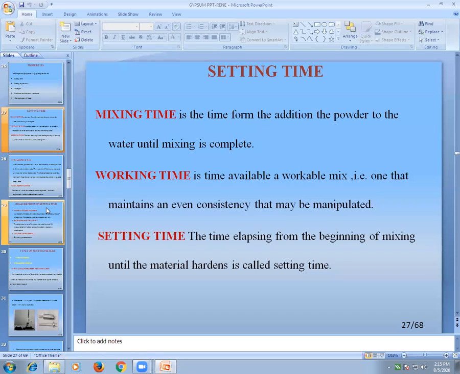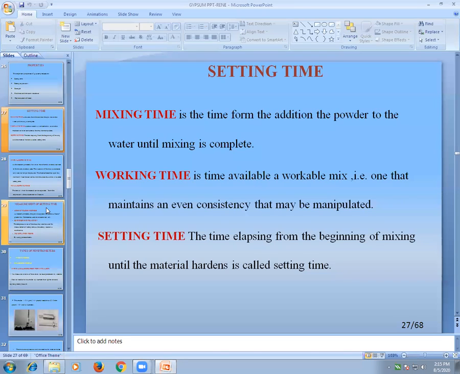Now, setting time. We have seen what setting time, mixing time, and working time are, but again, we'll start from the beginning. Setting time is divided into two parts: mixing time and working time. Mixing time is the time when we start mixing or adding plaster into the water. And working time is the time available, a workable mix, that is the mix which we can pour or carve. That is called working time.